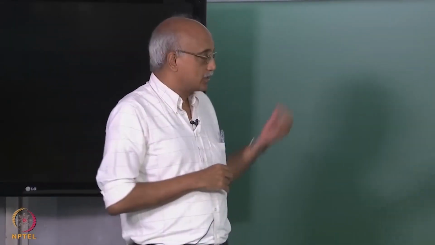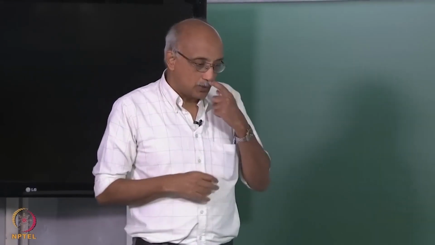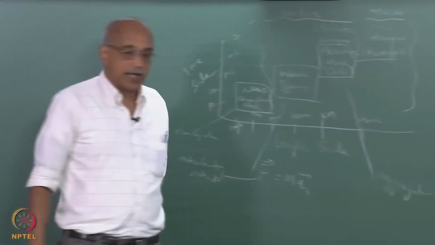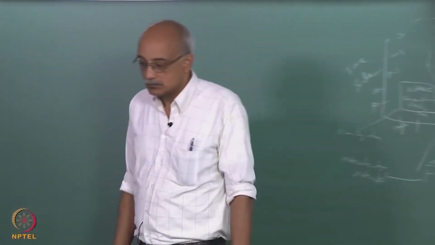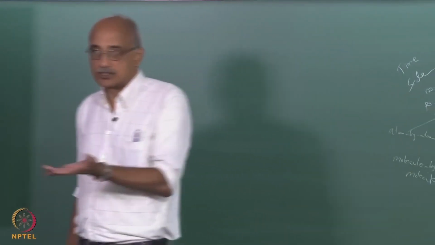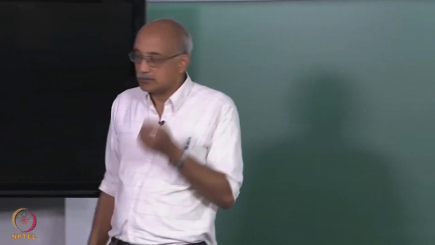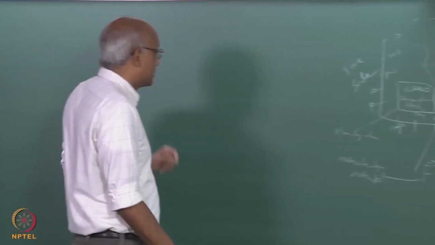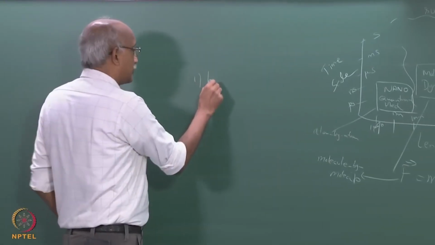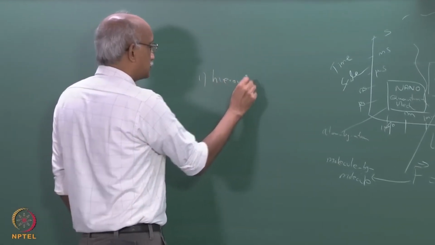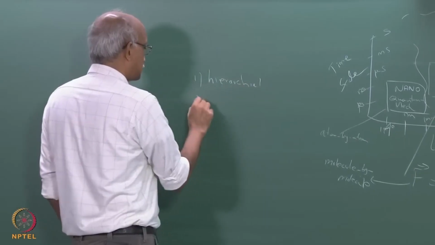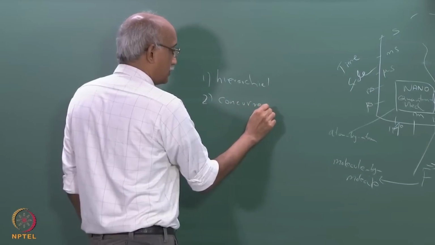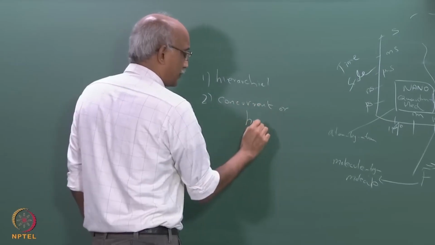But in terms of actually, let us say that you want to predict how a nano sized feature is growing on a substrate. How do you do that? There are really two approaches. The first approach is the hierarchical approach, and the second approach is called the concurrent or hybrid approach.